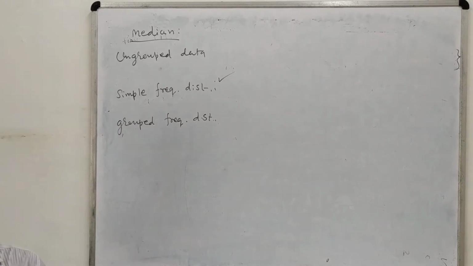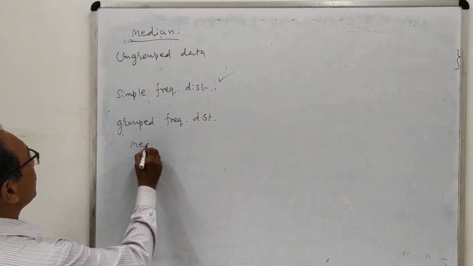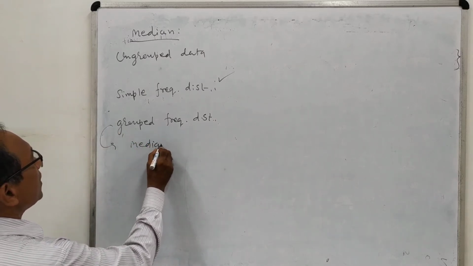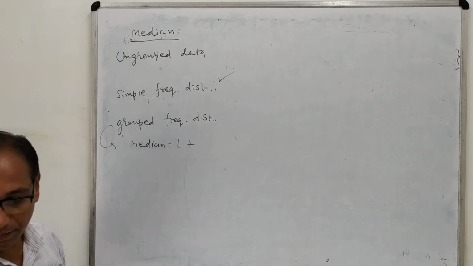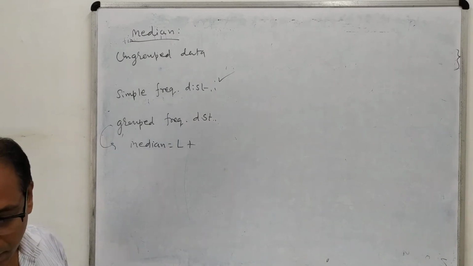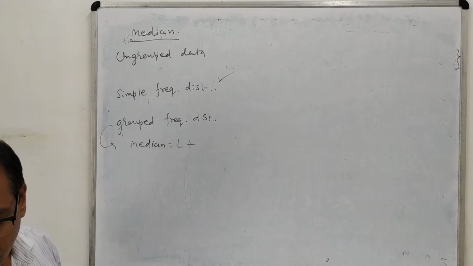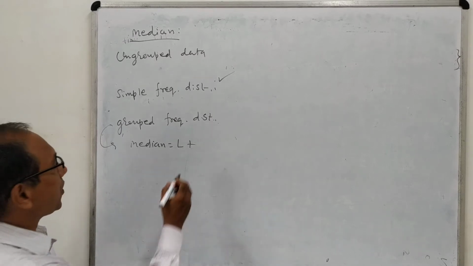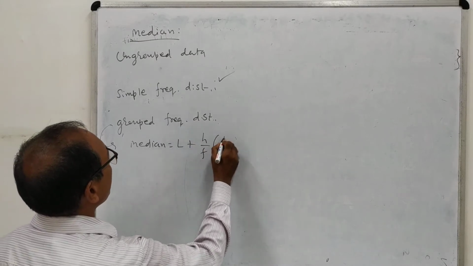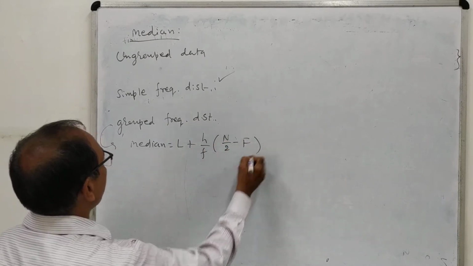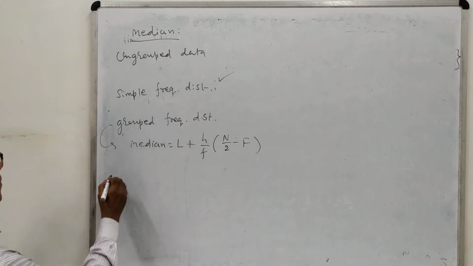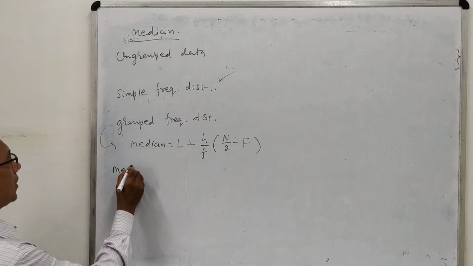As you know, group frequency distribution means the classes will be given to us. So here the formula for median in this case, for group frequency distribution, is median equal to L plus H upon F into N by 2 minus capital F. So here first of all we will need to find the median class.